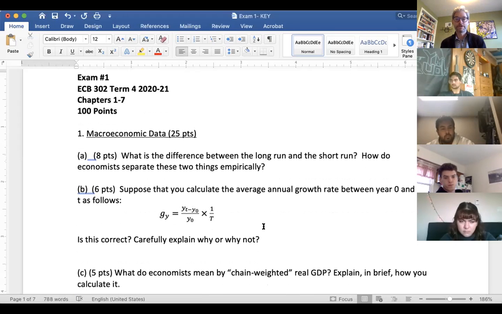Suppose you calculate the average growth rate between year 0 and year t as follows. Is this correct? No, this is just an average growth rate. But what this does not account for is exponential growth and compounding, okay? So just calculating an average growth rate, right? If it's growth over 100 years and dividing by 100, that is ignoring compounding. And so you have to calculate using the implicit constant growth formula we talked about in class, because that incorporates compounding.